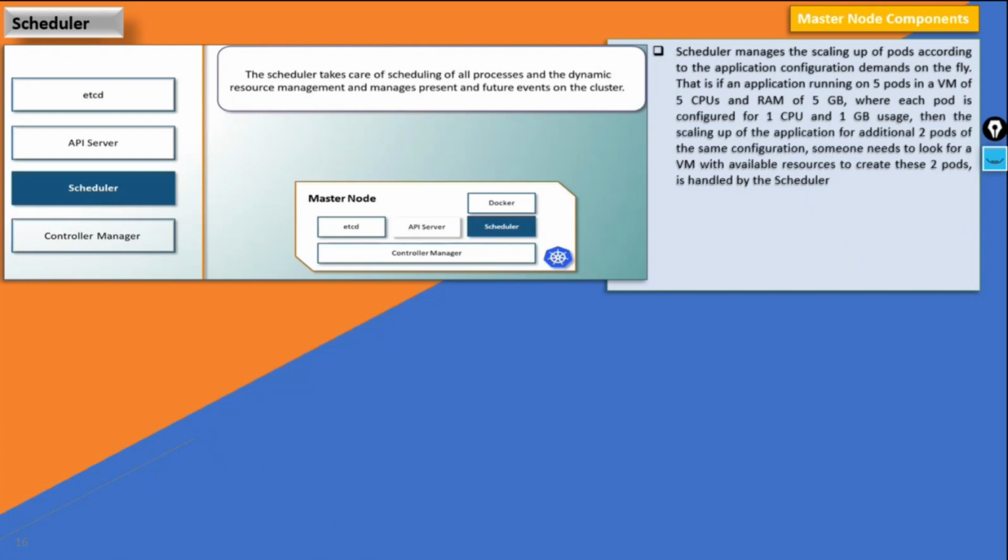So what will it do? It has two tasks. It will try to find out which particular node has that capacity, and once it locates that, it will create, or rather schedule, those 2 pods. But creation of the pods is a task done by whom? Done by what, not whom? The controller manager?